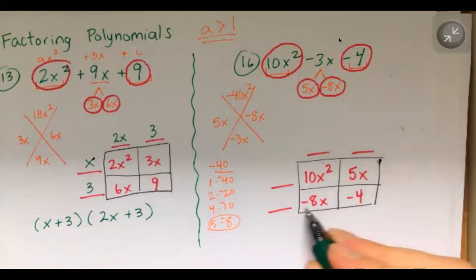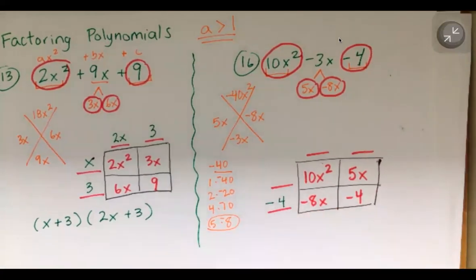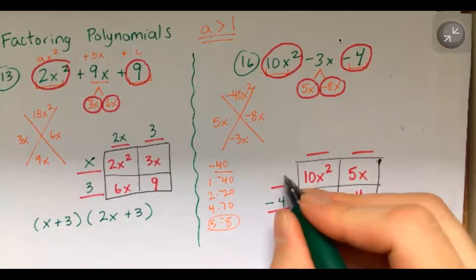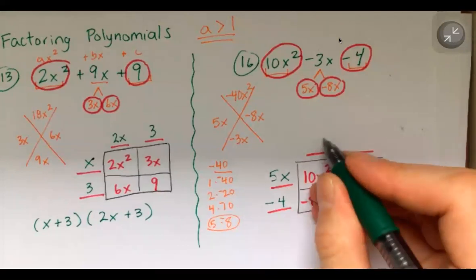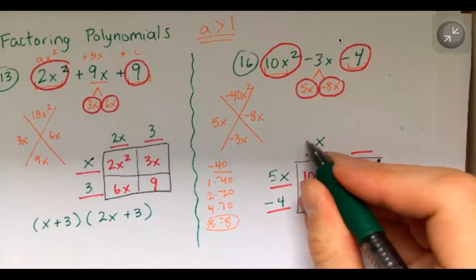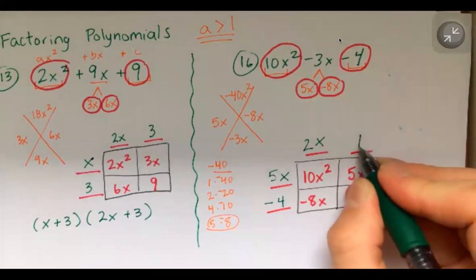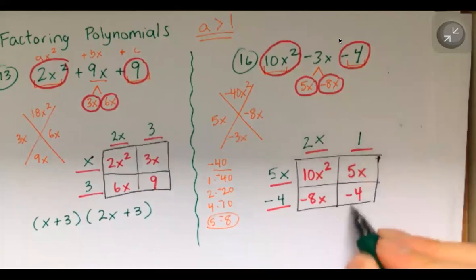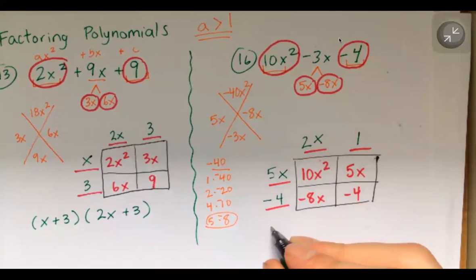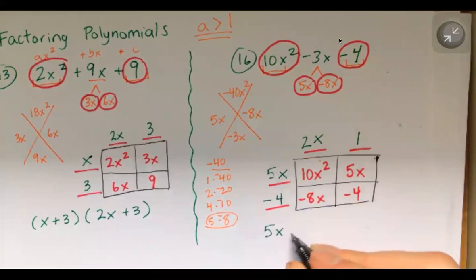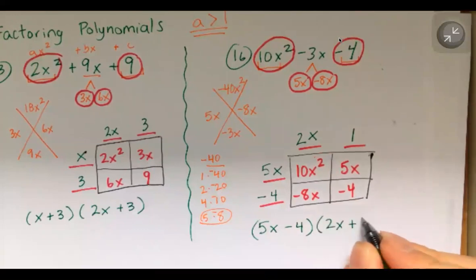So these are both negative. So when they have a negative 4 as a common factor, these both have x's and they have 5 in common. Here they both have x's, and 2 is a greatest common factor there. And here, the only factor they have in common is 1. And again, as you're going, double check, make sure everything would multiply correctly, which it looks like it does in this case. So our factored form, 5x minus 4, 2x plus 1. And there you go.